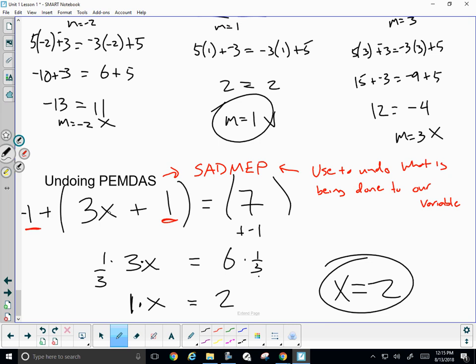If I plug in 2, 3 times 2 plus 1, that's 7. That is a way for me to mentally check to make sure that I got the right answer. I'm not going to force you to check your answers, but I would like you to look back and mentally check just by saying, okay, if x is 2, does that work? Well, 3 times 2 is 6, plus 1 is 7, it does.